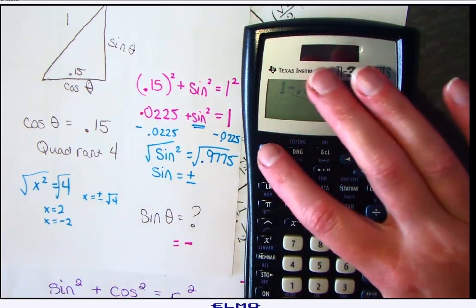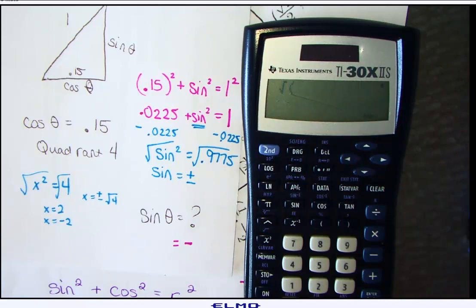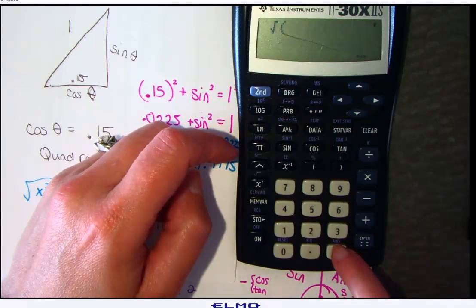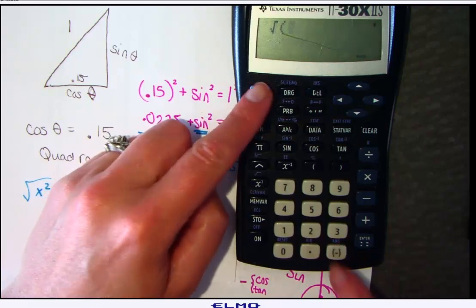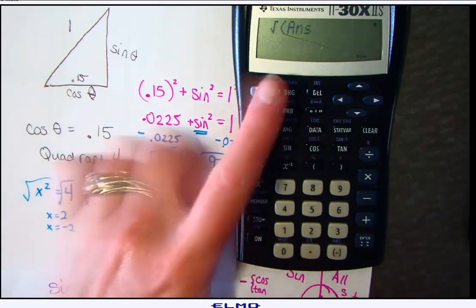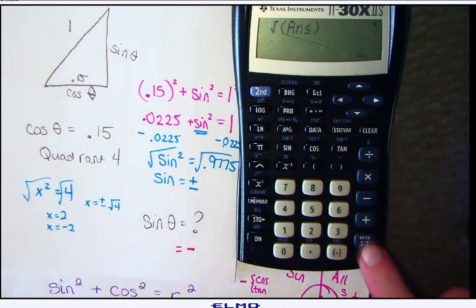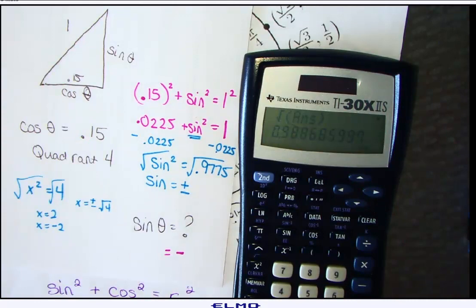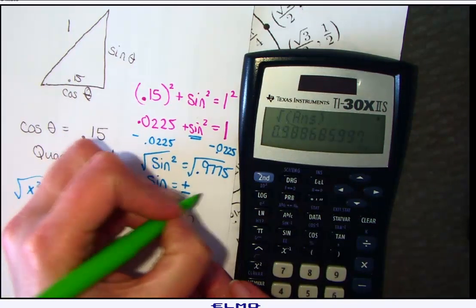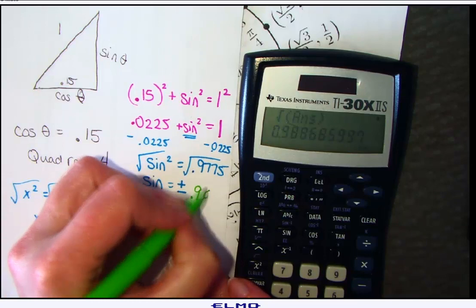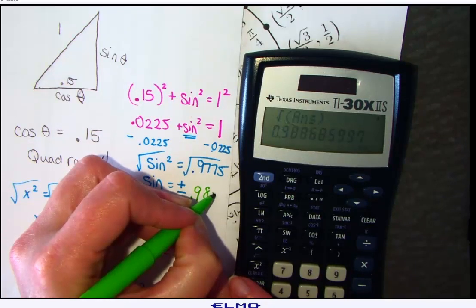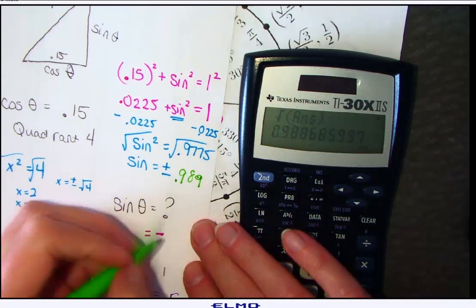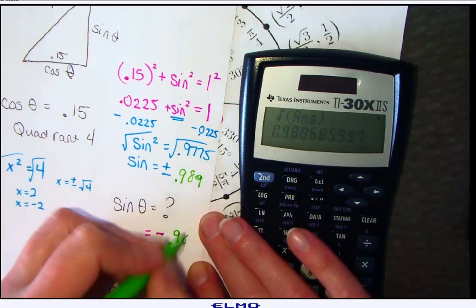So let's set that up. Square root. And I can pull my answer right from here. If you don't want to type in all those decimals again, you can just hit second negative sign. It will take whatever my most recent answer is, and now it's going to square root that. When I square rooted it, I got 0.989-ish. Let's just go to 3 decimal places. And that is my sine value, negative 0.989.